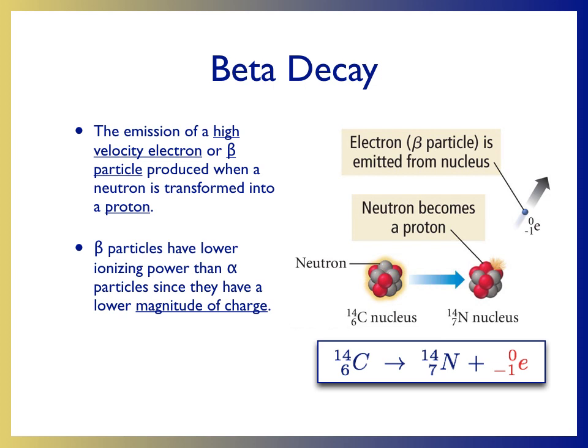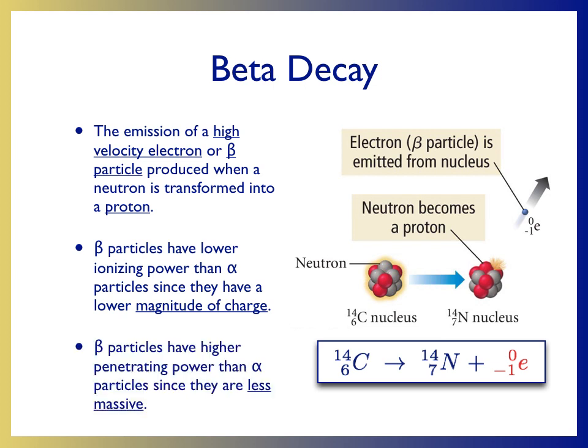However, since electrons are less massive and are traveling at a higher speed, they can actually penetrate through barriers. A simple sheet of paper or human skin will not stop a beta particle. However, you will start to need a thin layer of lead shielding.